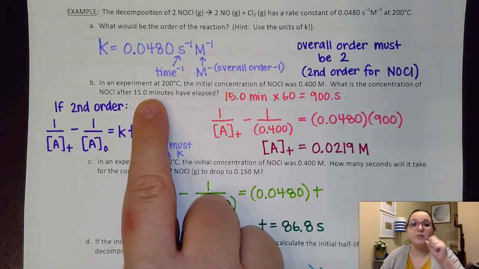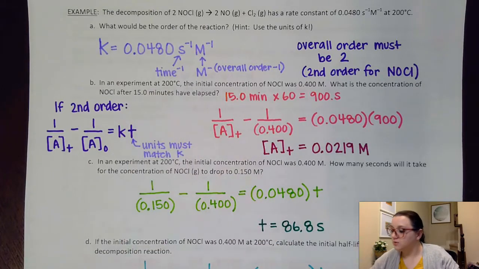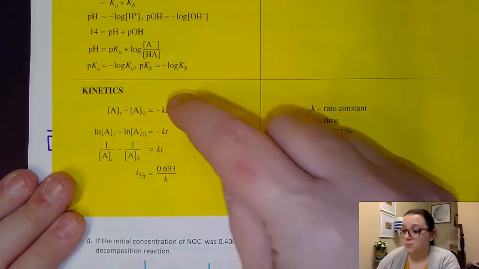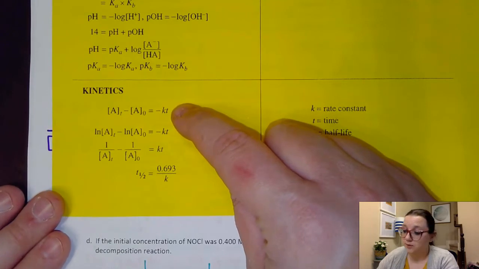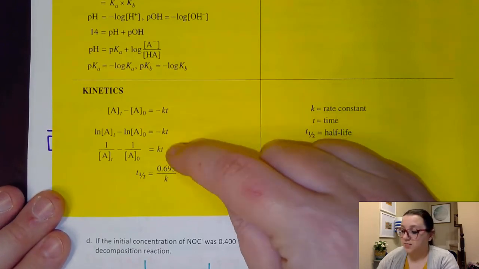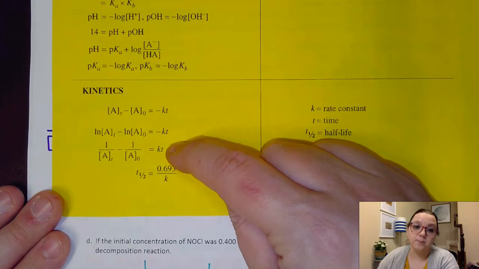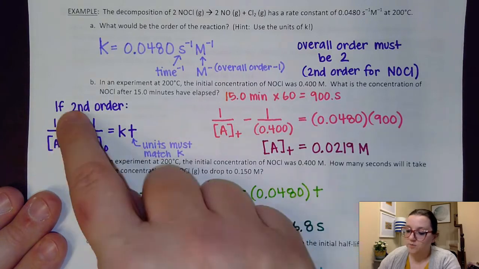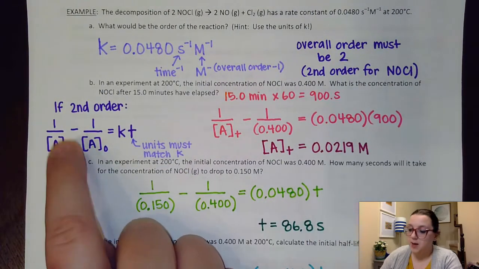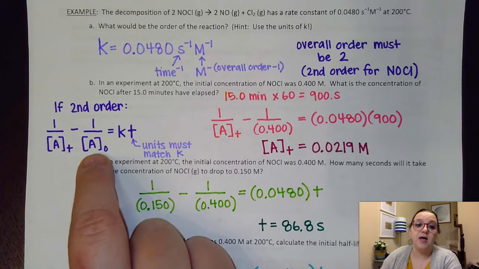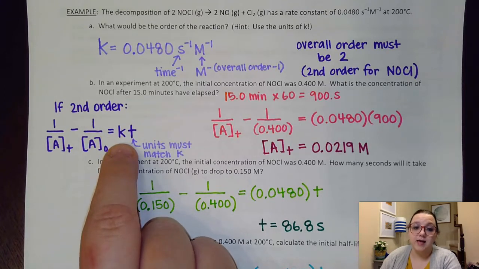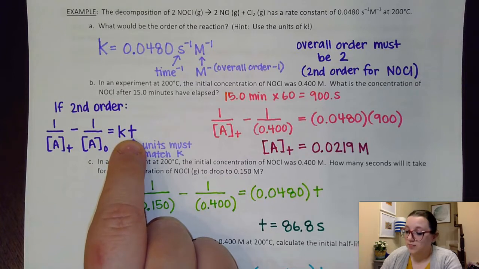Here I'm going to need those integrated formulas whenever I see time is involved. And so that's where I would go and consult my formula chart. I would want to remember that this first equation is for zero order, the second one is for first order, and this third equation here is for second order. And so I want to use this third equation, that 1 over the concentration of A at some time minus 1 over the concentration of A at a time of 0, the initial, equals our rate law constant K times T.